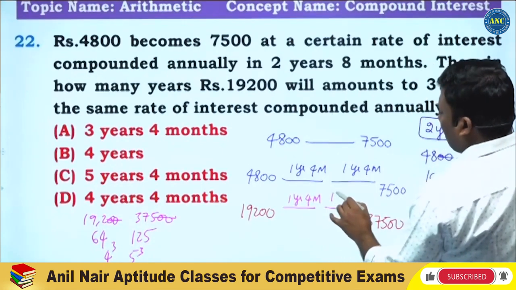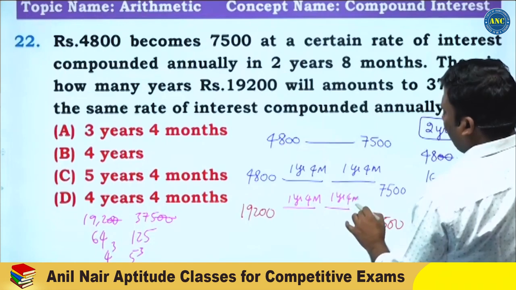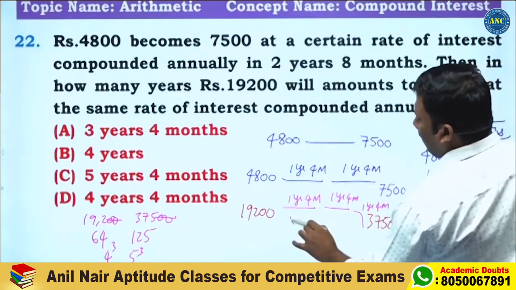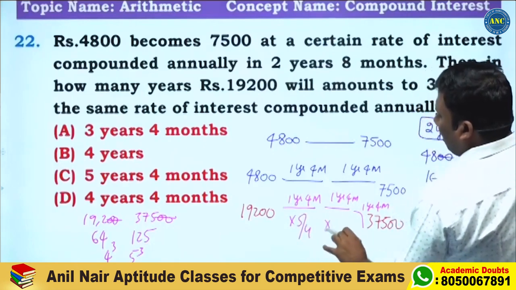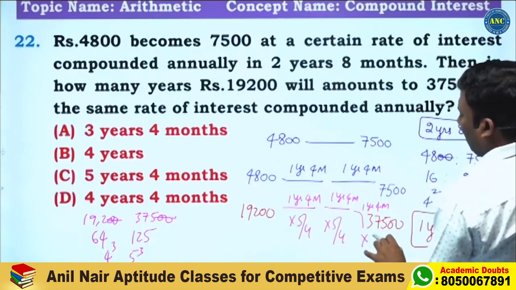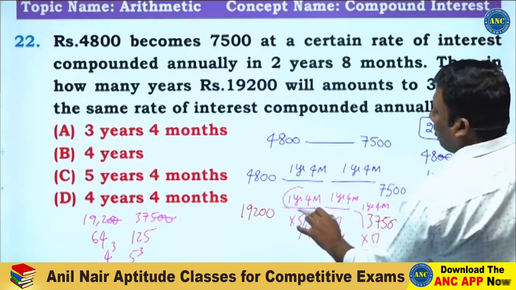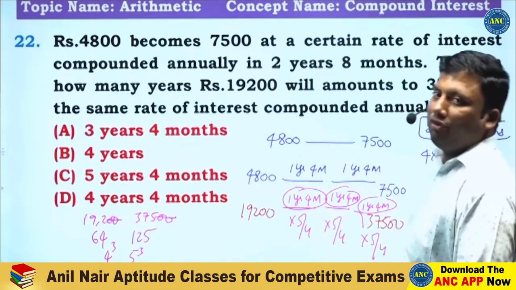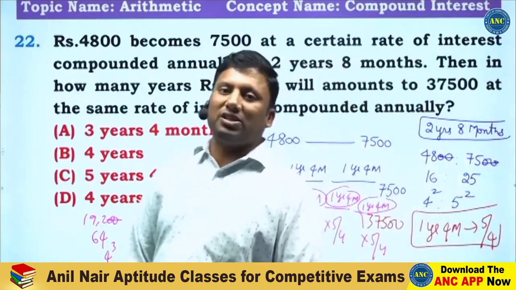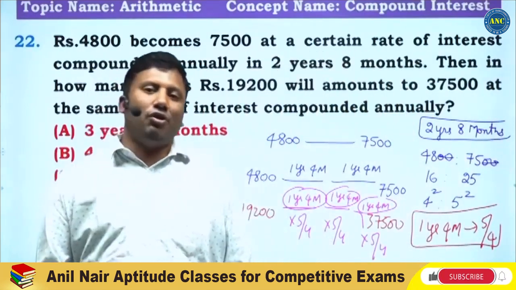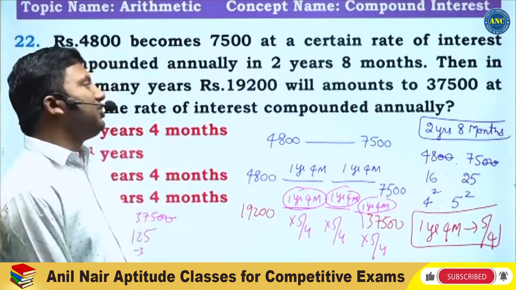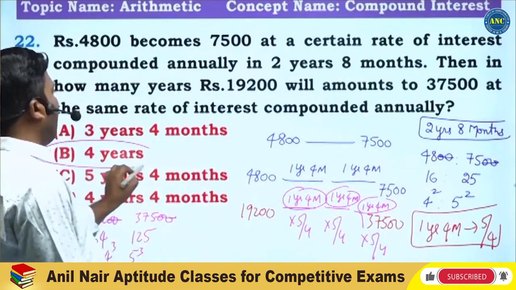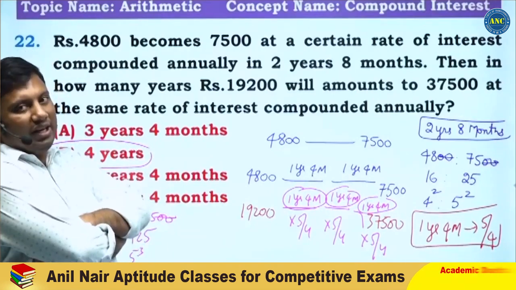For scaling, 1 year 4 months. Again it is 1 year 4 months. So it is into 5 by 4, into 5 by 4 and into 5 by 4. So the total time will be 1 year 4 months plus 1 year 4 months plus 1 year 4 months. It will become 3 years 12 months. 12 months is 1 year. 3 years plus 1 year, answer is 4 years.